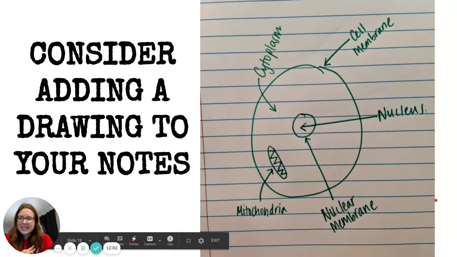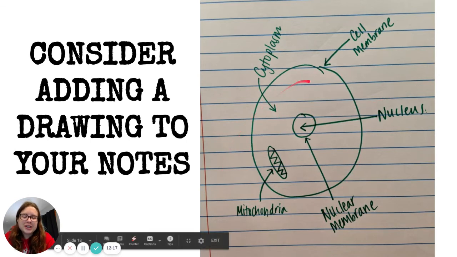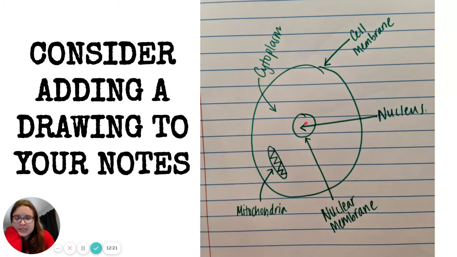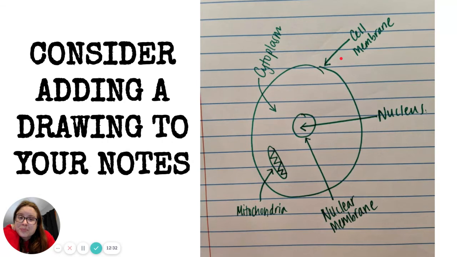If you haven't added a complete drawing to your notes right now, I might recommend that you do so. Here's what my drawing looks like, and I referenced this throughout my lesson as well. You can see I drew a circle because animal cells are usually circular in shape. In the center of that, I drew my nucleus. I labeled the outside of my nucleus my nuclear membrane. I labeled the outside of my circle shape my cell membrane.